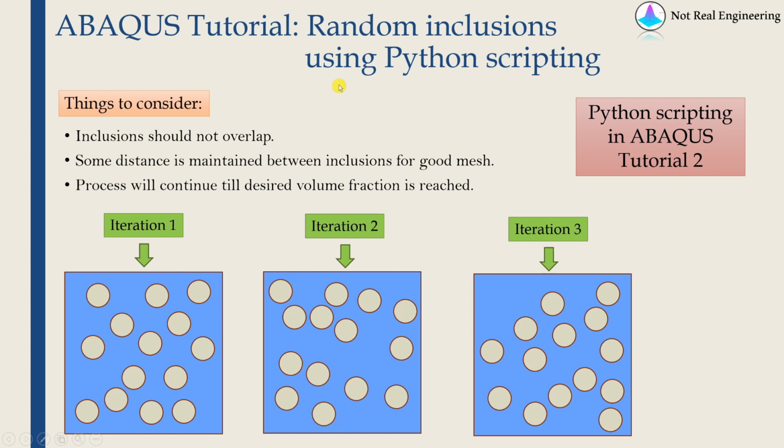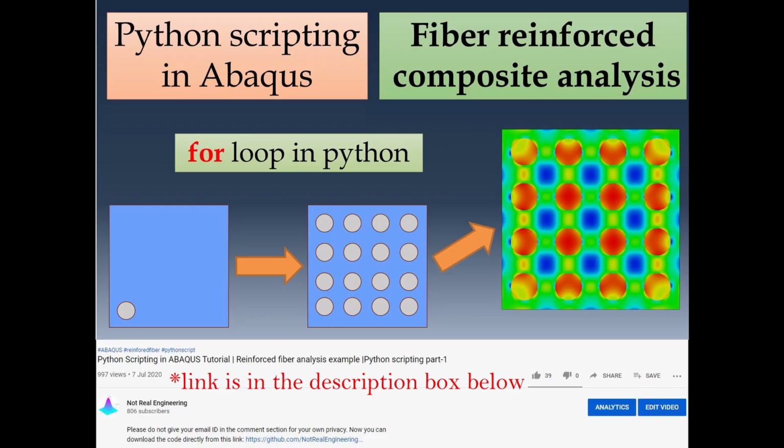And in today's Abaqus tutorial, we are going to see how to create random inclusions inside a matrix using Python scripting. This video is a part of video series Python scripting in Abaqus. So if you're new to Python scripting in Abaqus, I would highly suggest to go and watch tutorial 1 first and then continue with this video. Link for tutorial 1 is in the description.